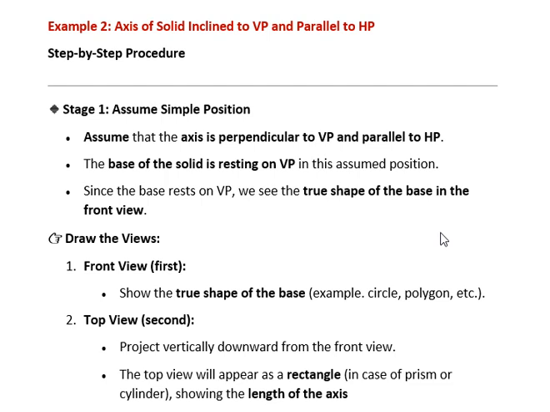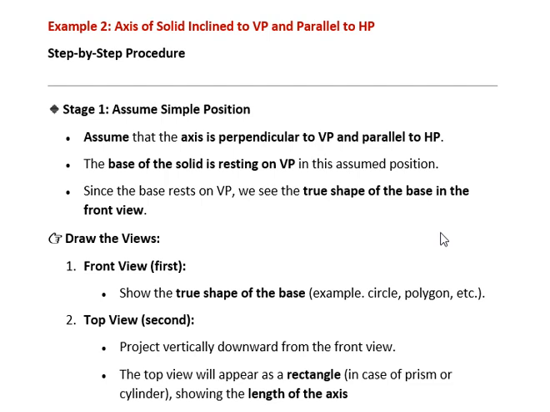Next, we have to see the axis conditions, that is, to which plane the axis of the solid is perpendicular or inclined. Usually, if it is a part B question, when the axis of the solid is inclined to any one of the planes, we have to draw its front view and top view. In that case, you assume, say for example, the axis of the solid is inclined to VP and parallel to HP.